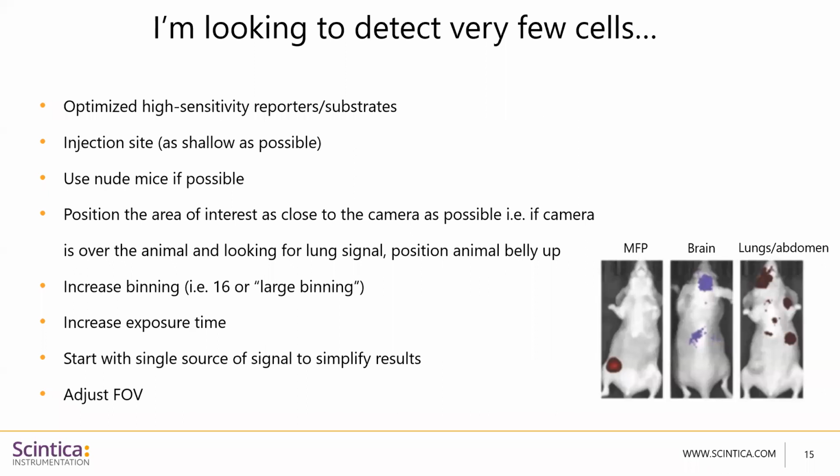Whereas if we're looking at brain signal, I would likely put the animal on its belly so that we're going through as little tissue as possible. Similarly, for lungs or abdomen, you're likely going to put the animal on its back.